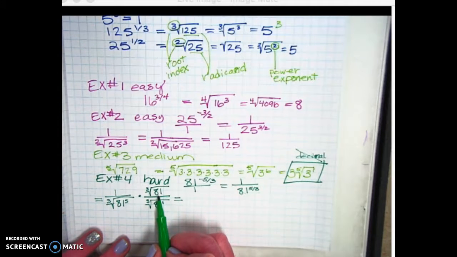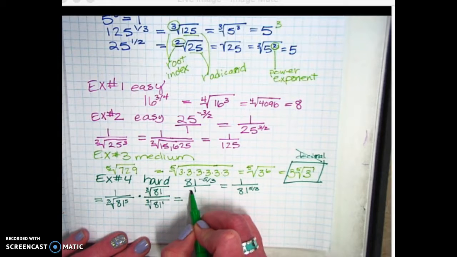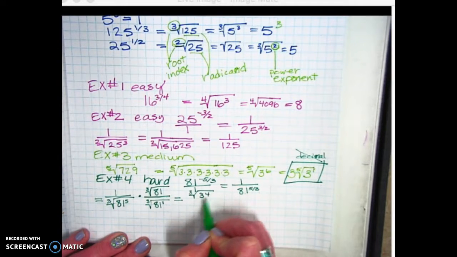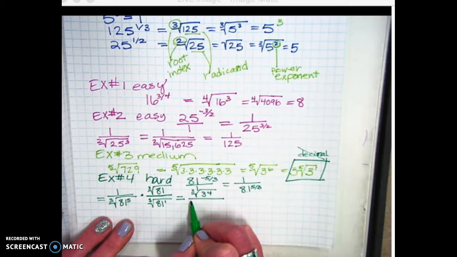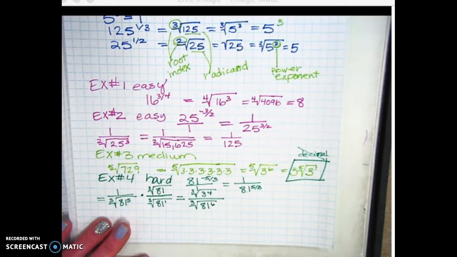Now, most of you recognize that 81 is 9 times 9, but it can also be rewritten as 3 to the what? 3 times 3 times 3 times 3, right? So 3rd root of 3 to the 4th, and then in the denominator, we're going to take 3rd root of 81 to the 6th, because now I can add those two exponents.